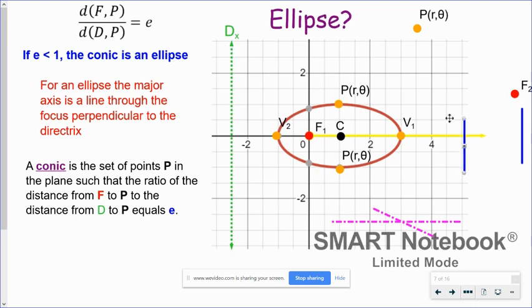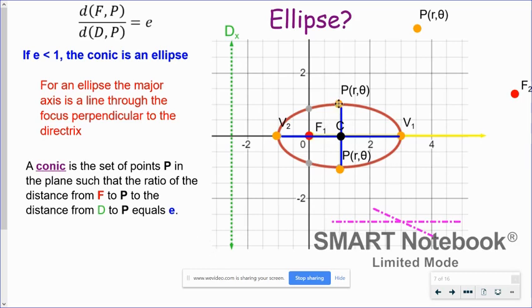And this creates the major axis. What's the relationship between the major axis and the minor axis? They are always perpendicular to each other. So it goes without saying that if the major axis is perpendicular to the directrix, the minor axis is always running parallel to the directrix.